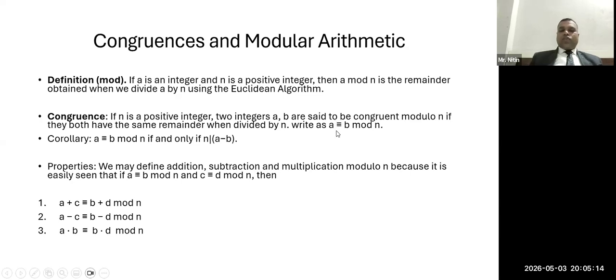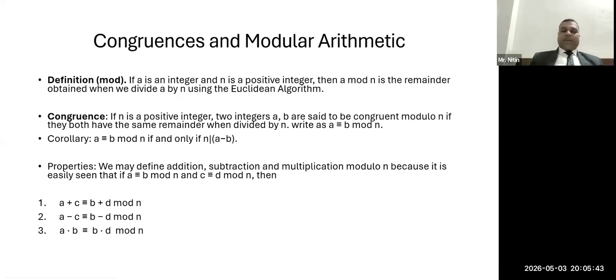This sign is used to read as congruence. A congruent to b mod n. Okay, so the definition for congruence: if n is a positive integer, then two integers a and b are said to be congruent modulo n if they both have the same remainder when they are divided by n.